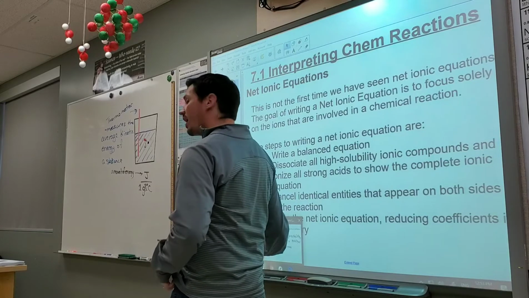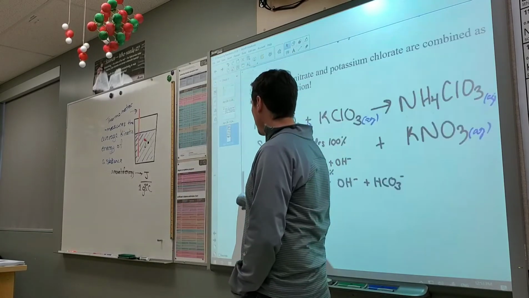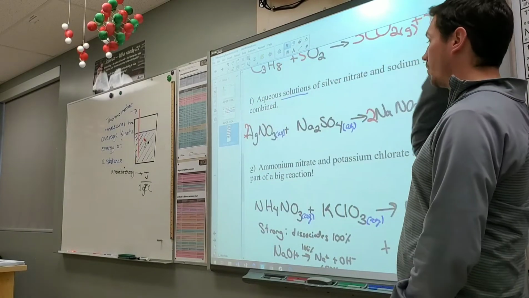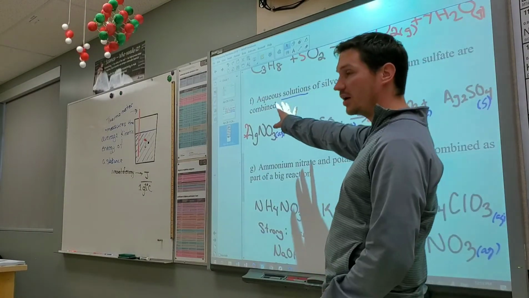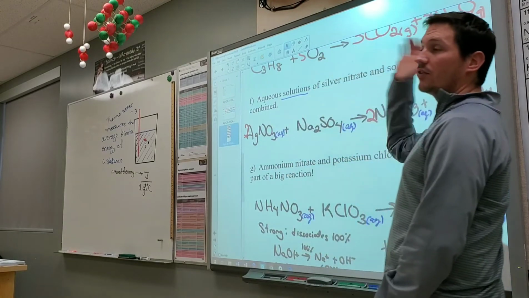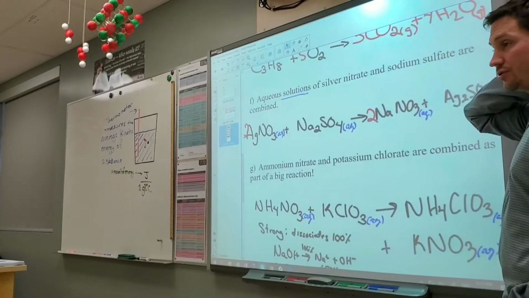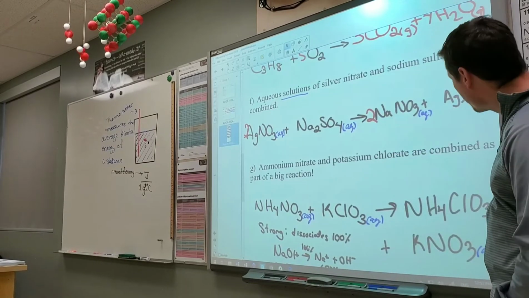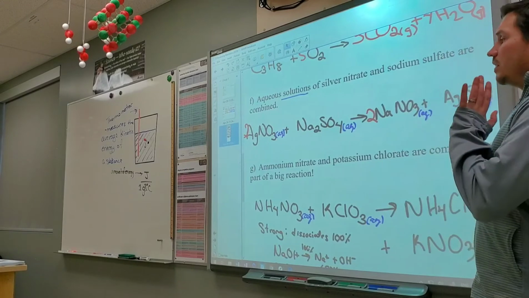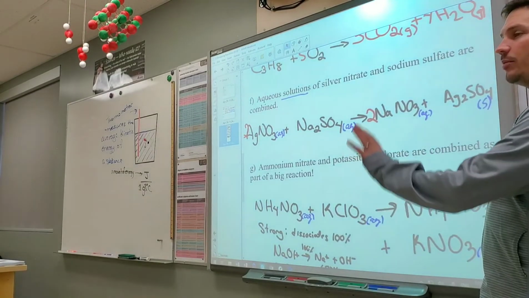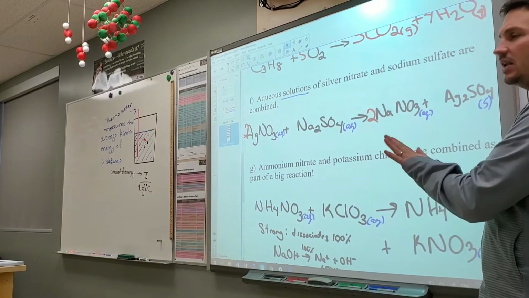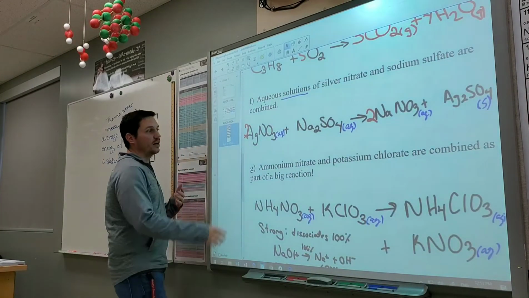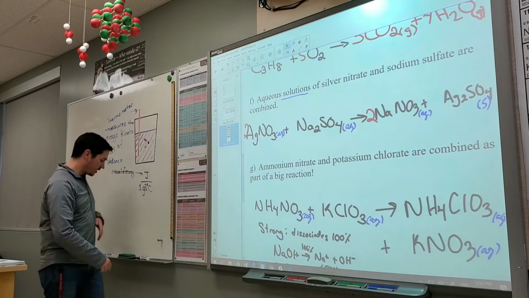What I want us to do is you don't have to go back to the 7.0 notes or anything like that, but I just want us to look at the silver nitrate equation with the sodium sulfate. Let's take a step back and let's think about each of these substances individually. So what happens here is you have a solution of silver nitrate.